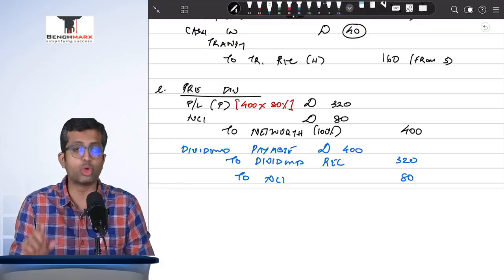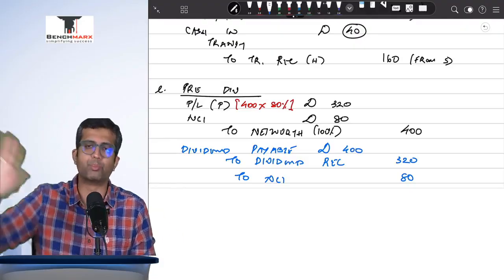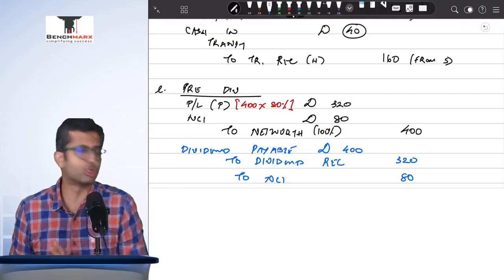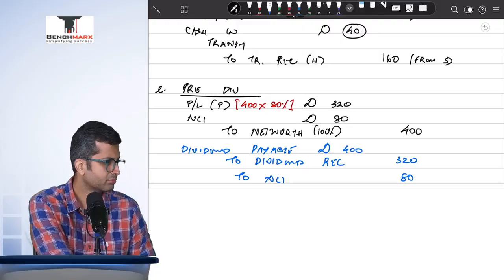But then, if I don't do anything, that 80 rupees will continue to appear as a dividend payable. However, that is clearly attributable to the NCI. And hence, I will give it to the NCI. Are we clear with this?